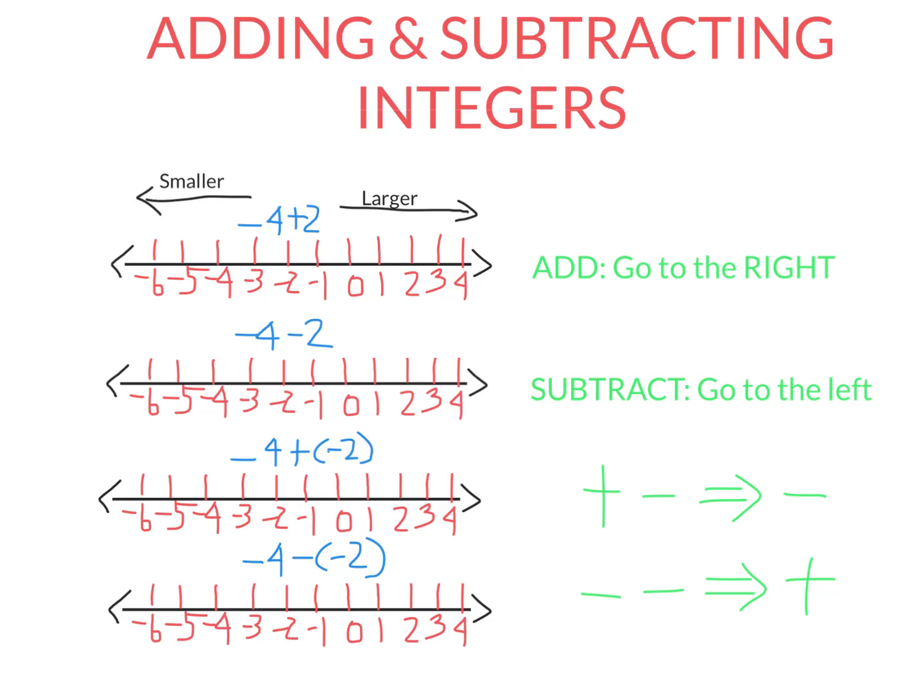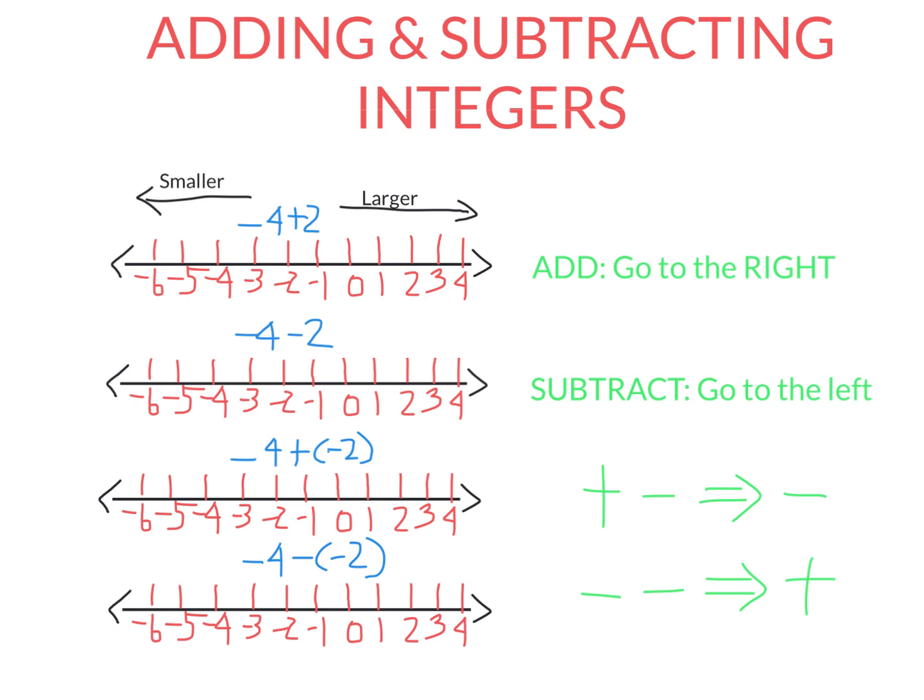Thank you so much for tuning into this video in which we will look at adding and subtracting integers. So integers are just whole numbers. They can be positive if they're more than 0, negative if they're below 0, or 0, which is neither negative nor positive. So we're going to add and subtract integers using the number line.